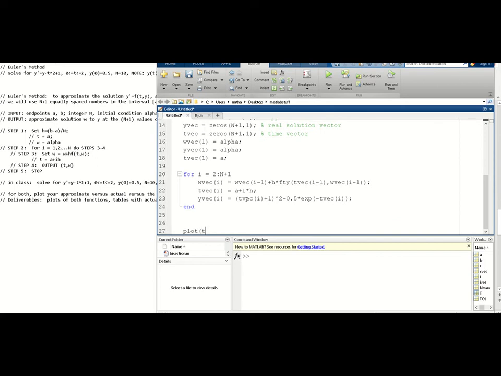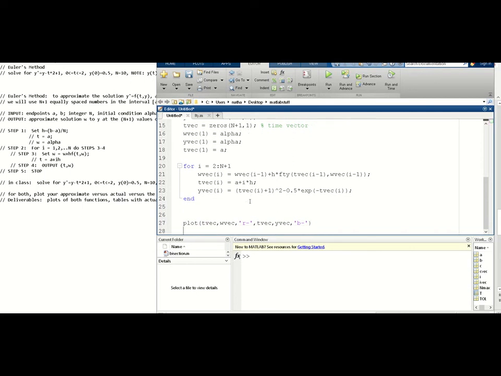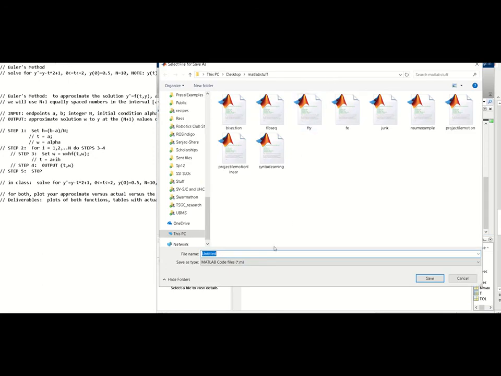Can I plot the t vector against the w vector in a red line for Texas Tech, and then we'll do the t vector against the y vector in a blue line for University of Houston Clear Lake. And I won't write all these labels and titles and such yet. So this is going to be the Euler method. Okay.